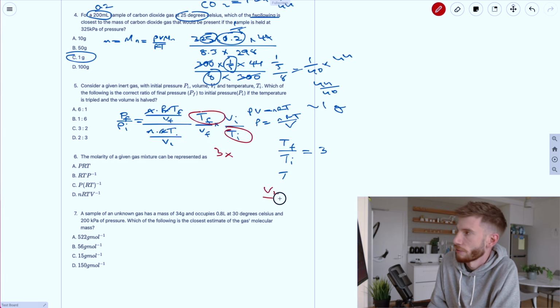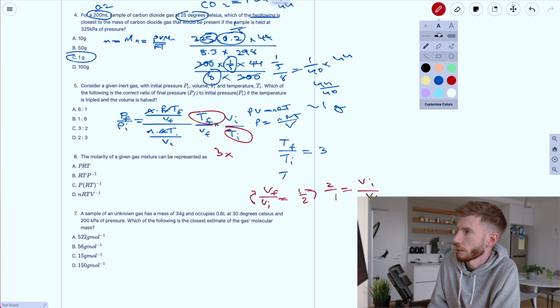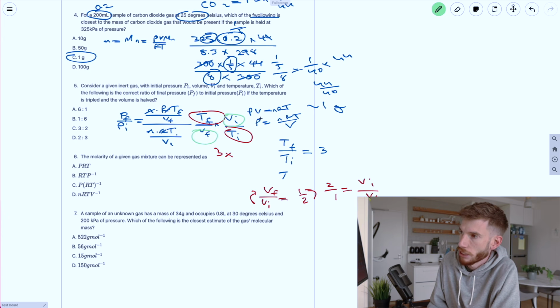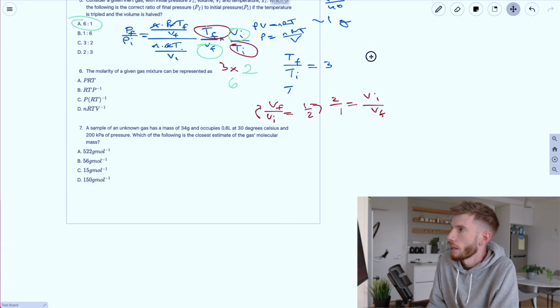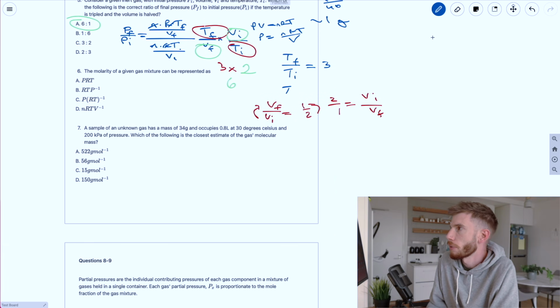So that means that V2 or V final over V initial is half, right? I've actually got VI over VF, so I can just kind of flip it around. So I've got 2 over 1 then for V initial over V final. So then I can put this, I might color code that. These two here are going to give me 2. And I get 6, like that. And so this is the final to initial, so always check the ratio. What is the ratio of final to initial? 6, and therefore 6 to 1. The answer is A. Right, and so, yeah, so some other ways as well.